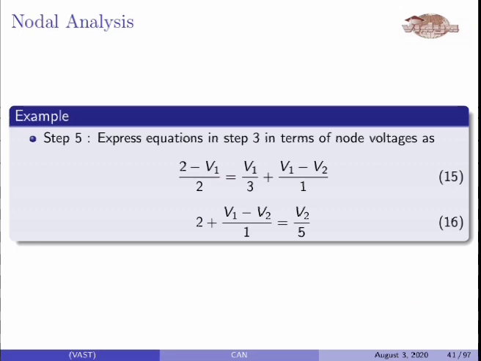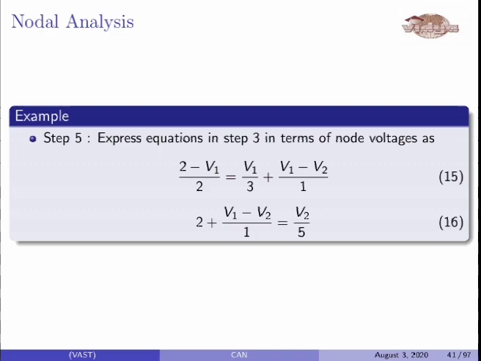And you have to separate the variables. That is, you have to move the terms containing V1 and V2 to the left side, and the constant term should be taken to the right side. So equations 15 and 16 should be separated and you have to solve them to get V1 and V2. In these two equations there are two variables, V1 and V2, so you can solve them using a calculator and find the values of V1 and V2. That is the node analysis method.